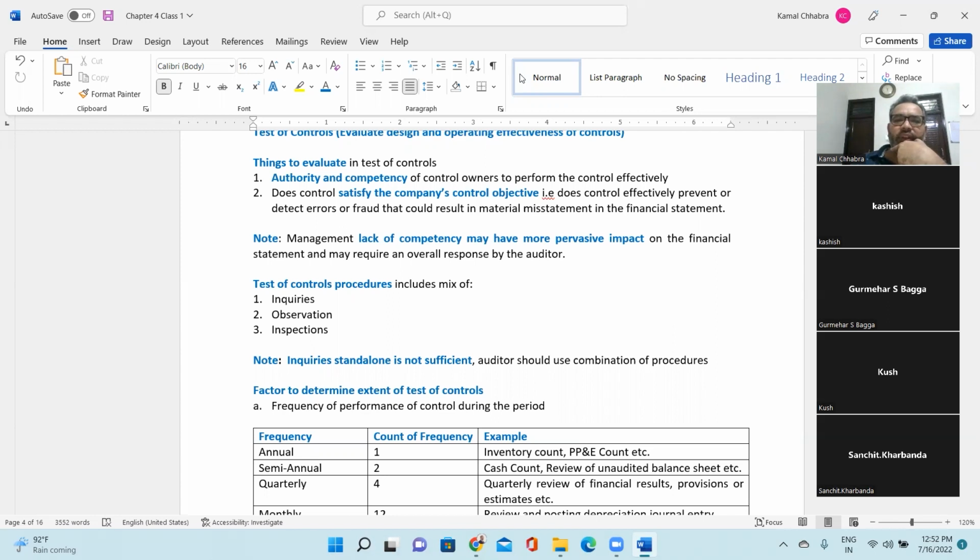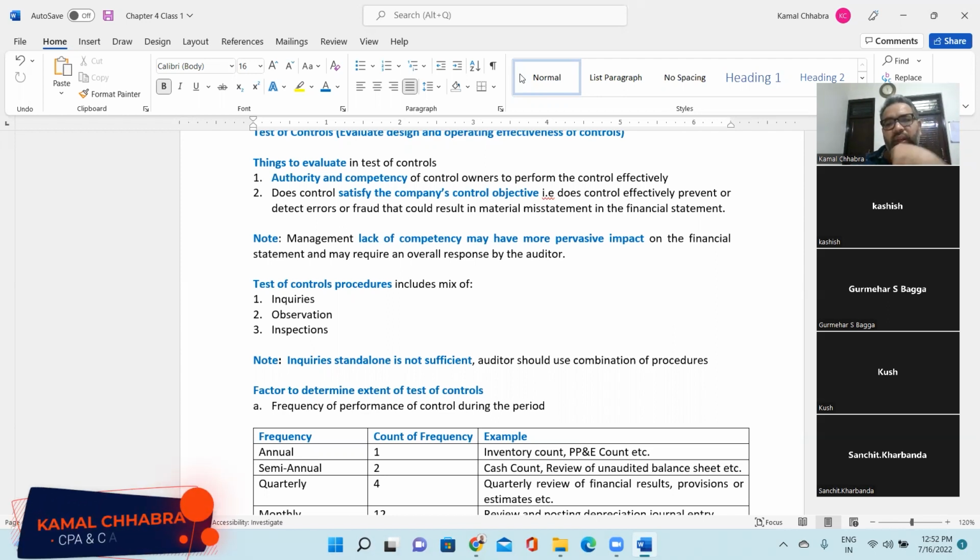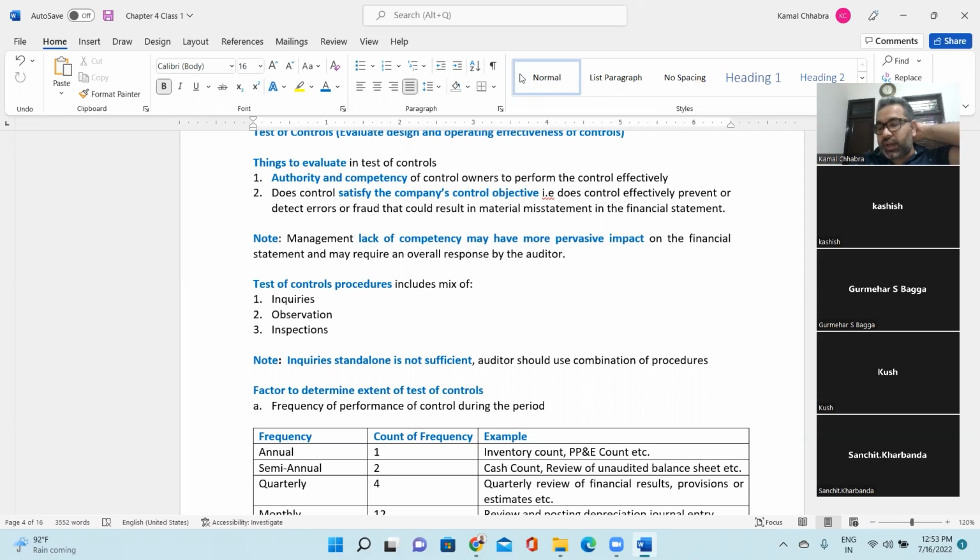If you see the first point, authority and competency of the control owner. Authority means as per the authorization matrix, is that person authorized to pass or approve the respective transaction, right? As per the segregation of duty, whether any person involved in purchase activity is passing or approving any sales-related activity or treasury-related activity, right? Testing of those things is testing of authority.